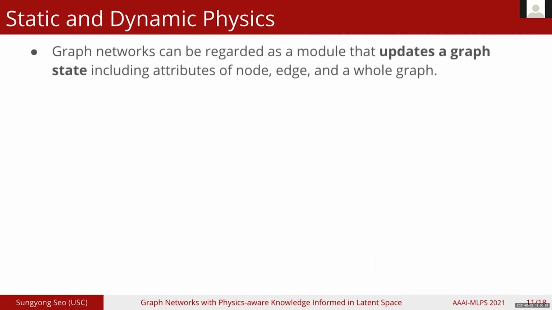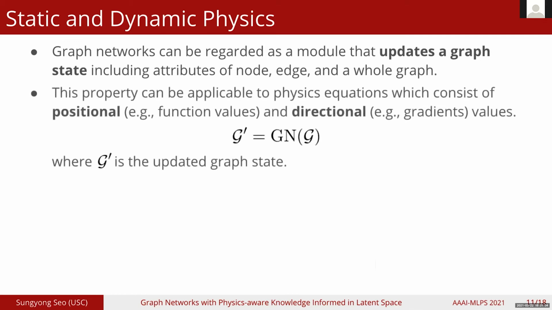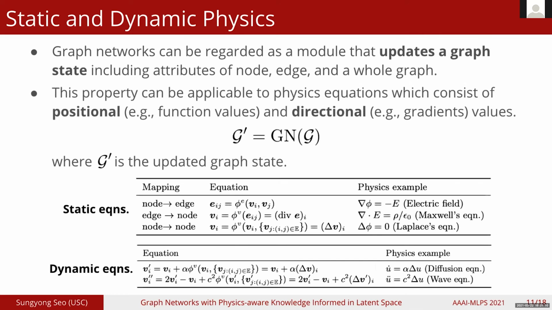In general, graph networks can be regarded as a module that updates a graph state, including attributes of nodes, edges, and a whole graph. This property can be applicable to physics equations, which consist of positional and directional values. Therefore, here G prime is considered as the next state of a graph signal. Then we can define a constraint between G and G prime based on our knowledge. For example, if we are aware that a static equation such as the Laplace equation is important to understand the given observation, we impose the equation between the current node values and the next node values.